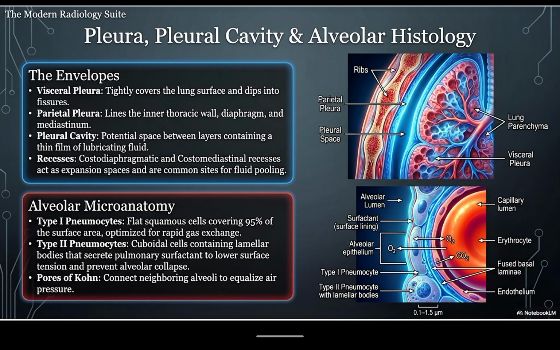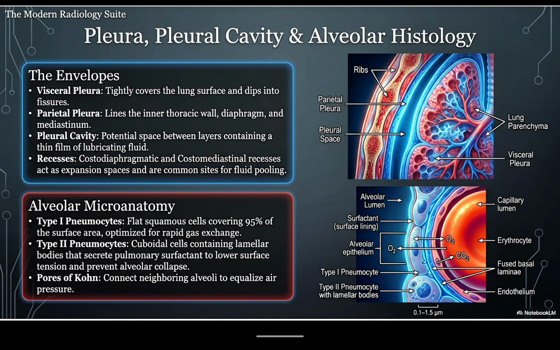The visceral pleura is the one that lines the lungs directly. So the pleura is further divided into two, which are the visceral pleura and the parietal pleura. The parietal pleura lines the inner thoracic wall, the diaphragm, and the mediastinum. Remember, the mediastinum contains the heart.